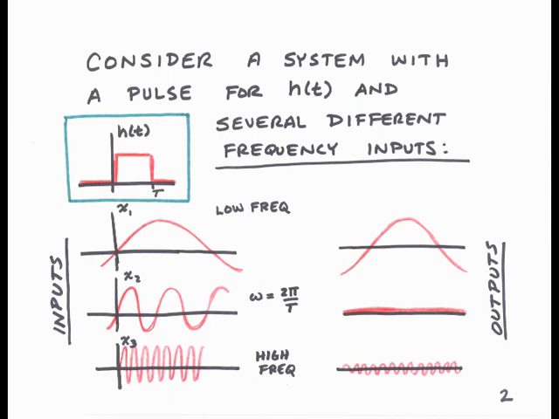It can be shown that at low frequencies, this system passes through the input signal, and thus the output in response to X1 will look much like X1. In response to signal X2, at a frequency of 2 pi over capital T, we find the output is 0. So this signal is completely rejected. In response to the high frequency signal, X3, the output will be very small, so this will be rejected as well.